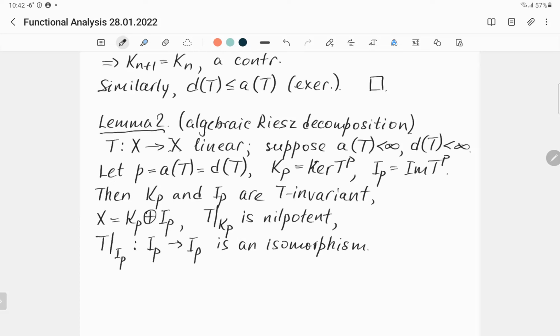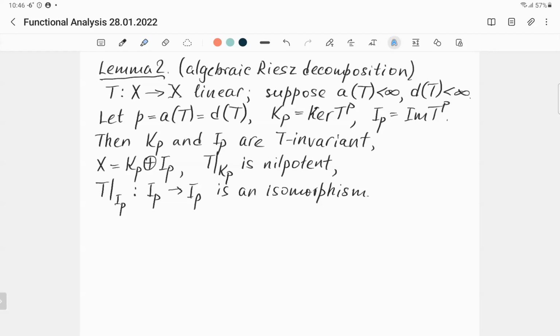So this is the algebraic Riesz decomposition. Actually, the decomposition is here. Lemma 2 states that if our operator has finite ascent and finite descent, then this operator has a particularly interesting structure. It's the direct sum of two pieces, a nilpotent operator and an isomorphism. So this is the structure of operators with finite ascent and finite descent. Okay, so this is the algebraic Riesz decomposition.